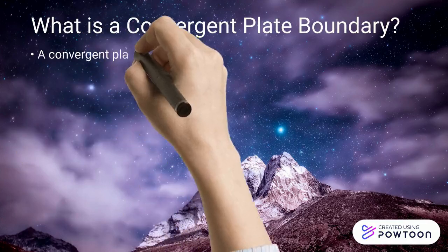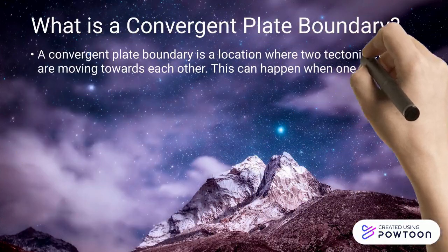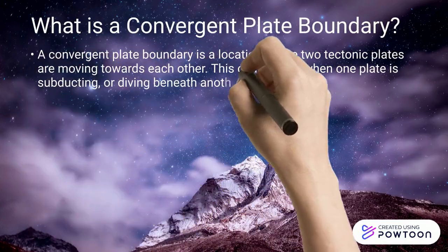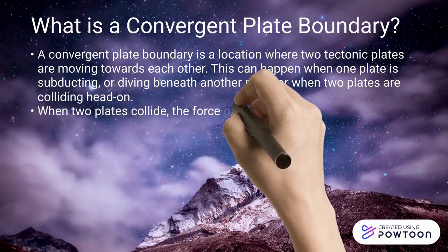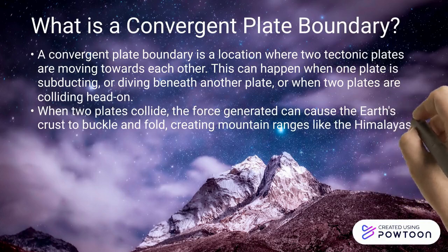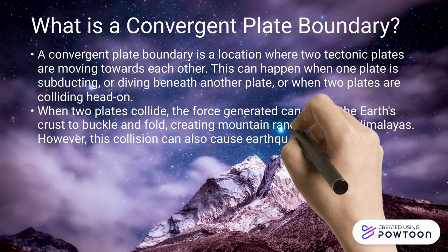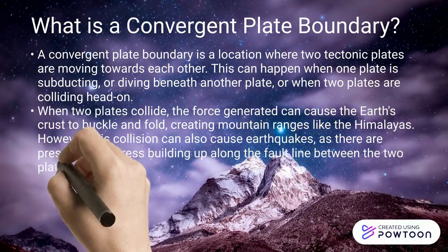A convergent plate boundary is a location where two tectonic plates are moving towards each other. This can happen when one plate is subducting, or diving beneath another plate, or when two plates are colliding head-on. When two plates collide, the force generated can cause the Earth's crust to buckle and fold, creating mountain ranges such as the Himalayas. However, this collision can also cause earthquakes as pressure and stress build up along the fault lines between the two plates.